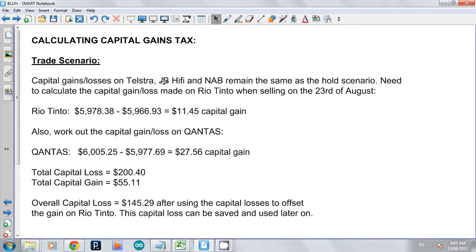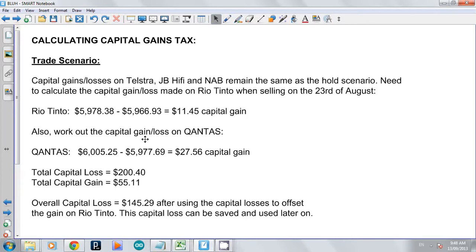So in this case, Telstra, JB Hi-Fi and National Australia Bank will have the same capital gains or losses that they did in the hold scenario, because remember, I kept those all the way through. It was only Rio Tinto that I sold. So I have to redo the Rio Tinto calculation, and I have to use the price that I got for them when I sold on the 23rd of August in my scenario, in my DI. So by selling on the 23rd of August, I made a capital gain of $11.45.